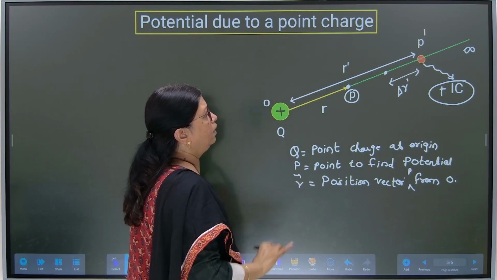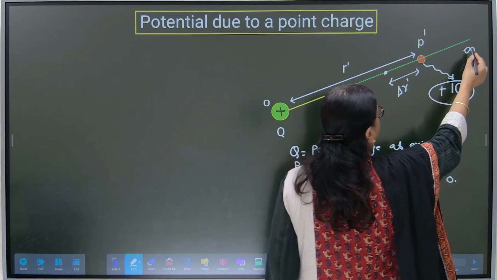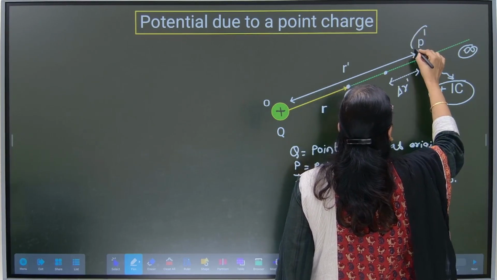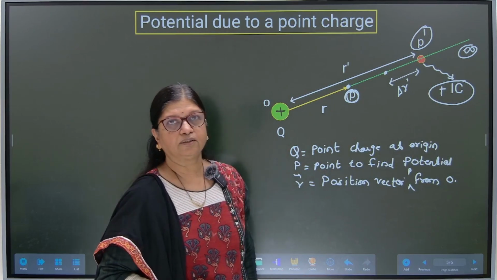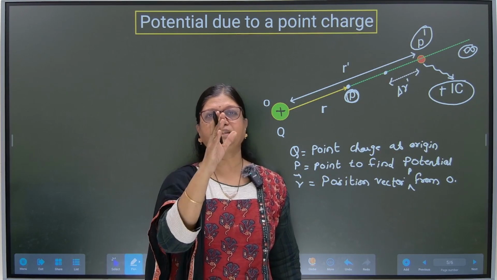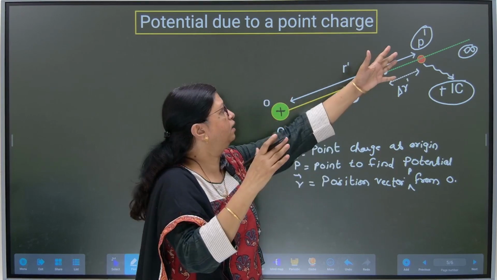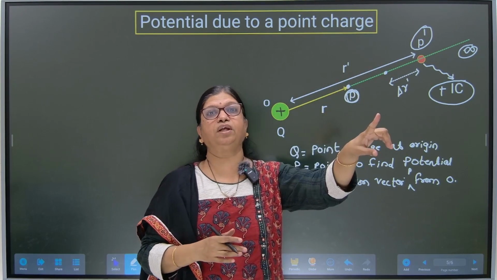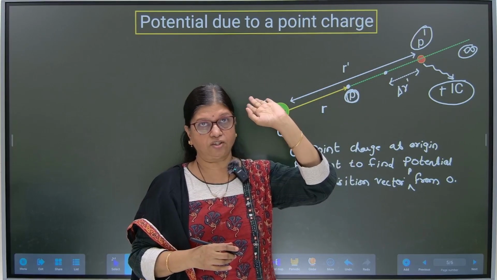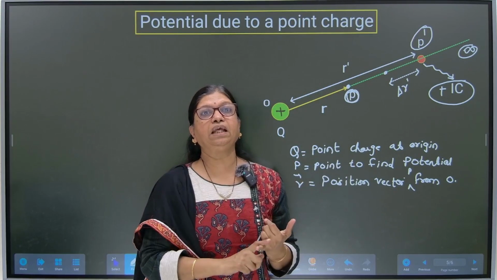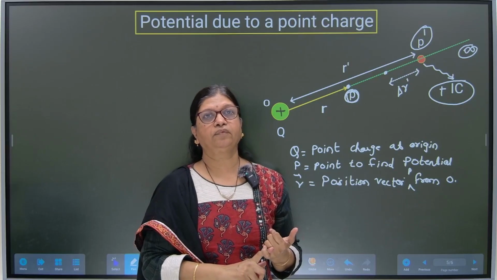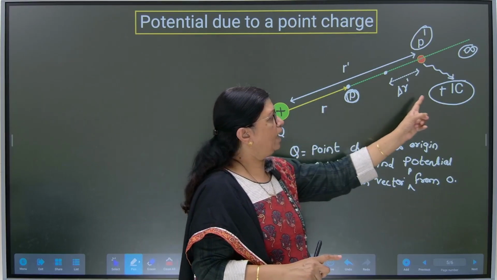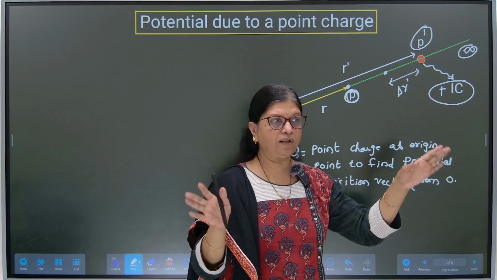This is the point P. Now, on its way from infinity to the point P, let us consider one point P dash. So, the charge 1C is coming from infinity to P. On the way, we are considering a point P dash, where we can write down the force of repulsion between this positive charge and this positive charge. Both are positive, so they will repel.